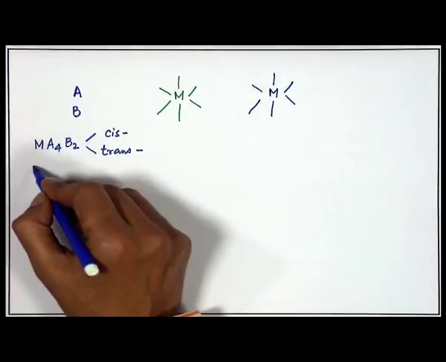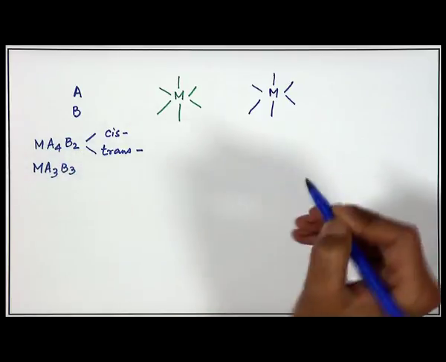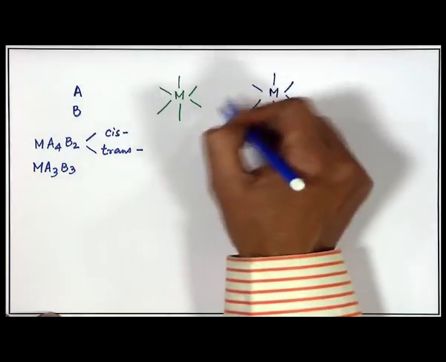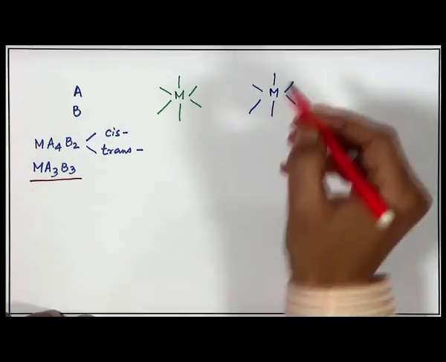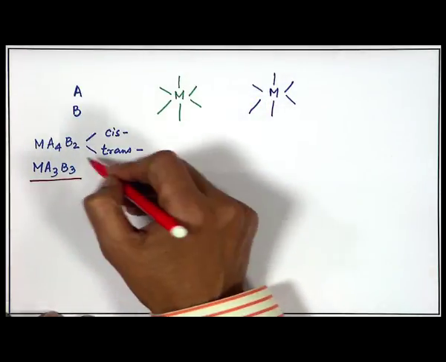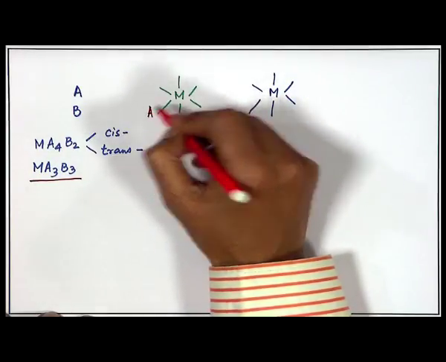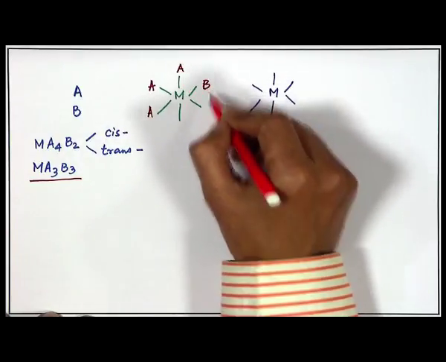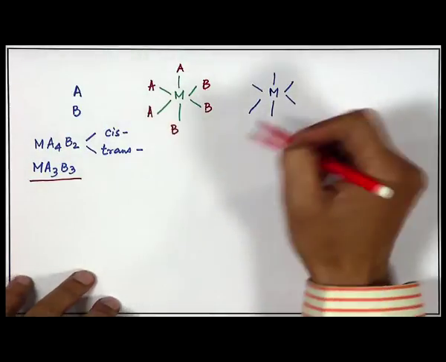Similarly, if the other compound is M A3 B3 type, now the question of trans and cis will not come into the picture. So, we can have two orientations. If we just try to write it, how can we write it? We have to write these three, so we can write it as A, A, A and B, B, B. So, this is one particular orientation.